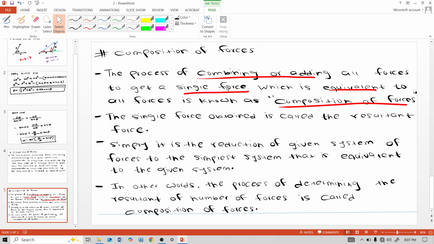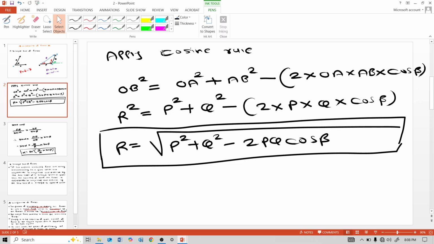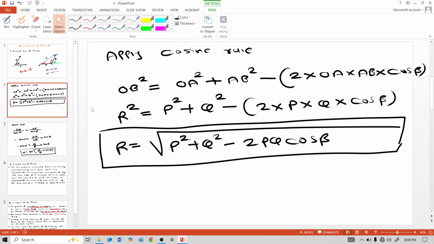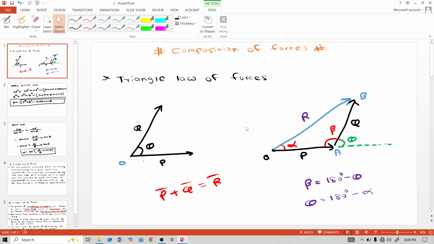And composition of forces means combining or adding all forces to get a single force which is equivalent to all forces. We apply the cosine rule and the sine rule to calculate these: for the resultant we apply the cosine rule, and for the angle we apply the sine rule. And general geometry we applied. This is the triangle law of forces.